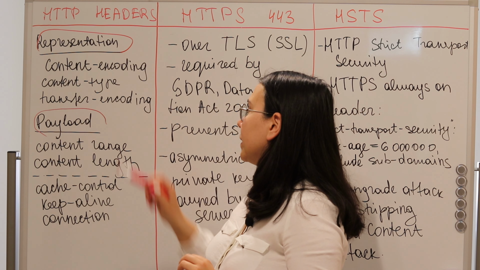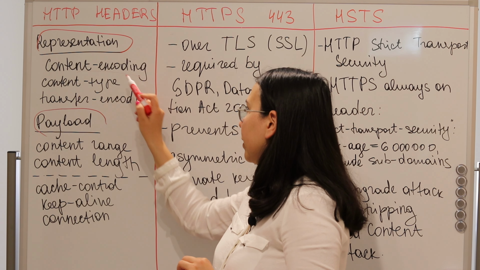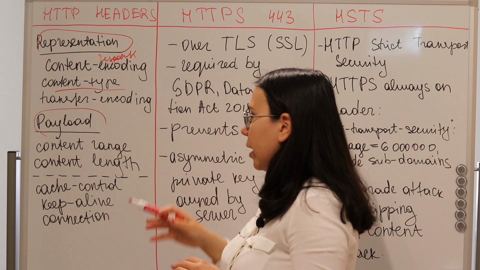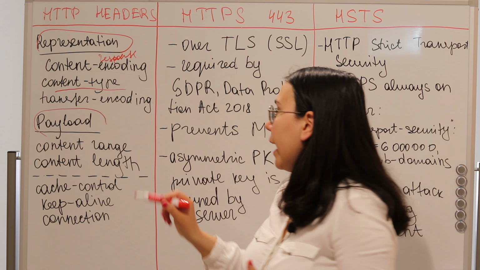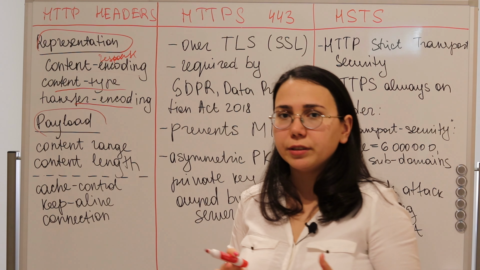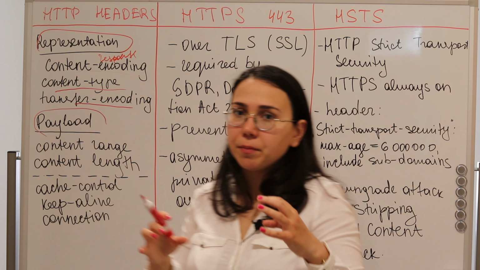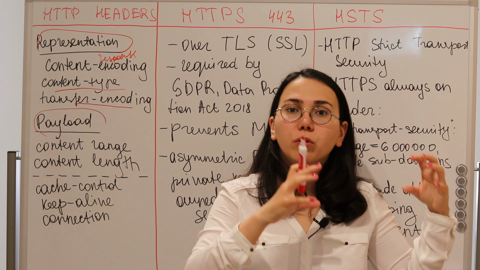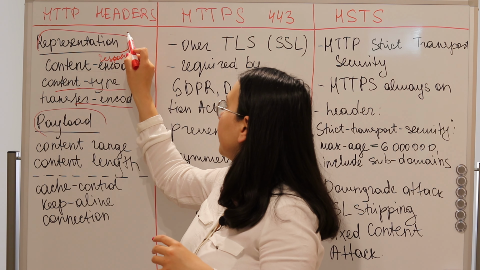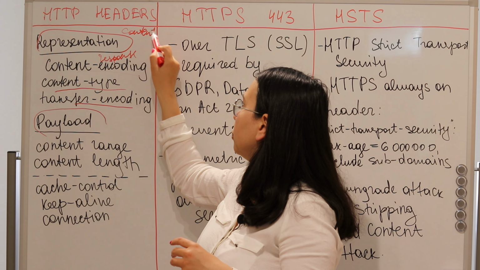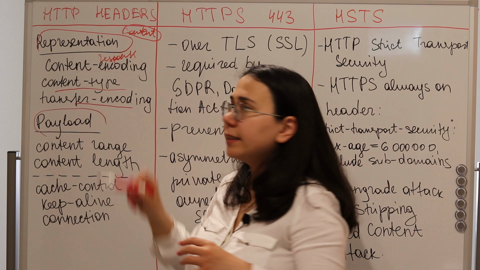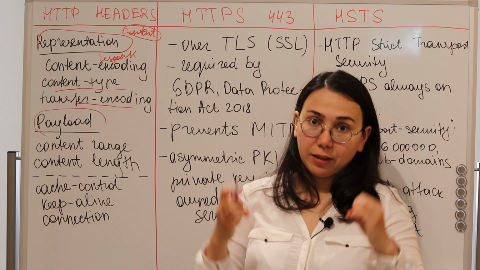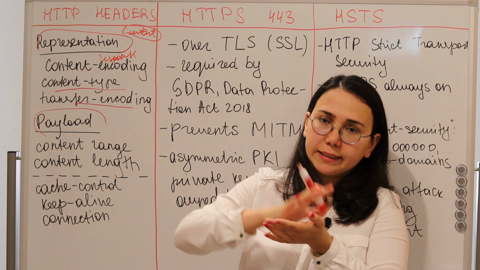The examples of representation headers are content encoding. We have reviewed those. They are included in the response as well. Content type, the type of the content that we're expecting to get, and transfer encoding. This is the encoding type that is used when the package is transferred. Whenever the server sends the response to the user, it has the content with it, and that content can be encoded. With transfer encoding, it can be zipped, for example, compressed, so that it has less size.